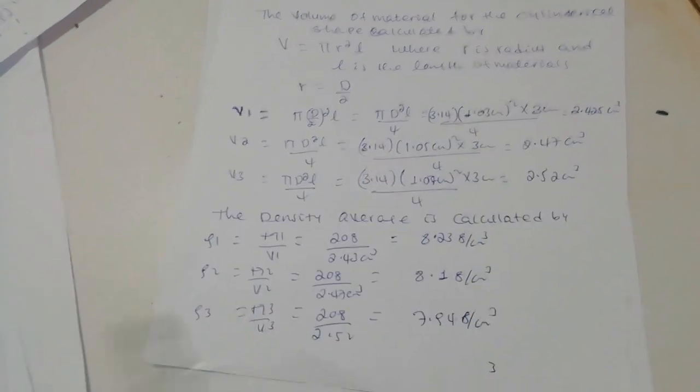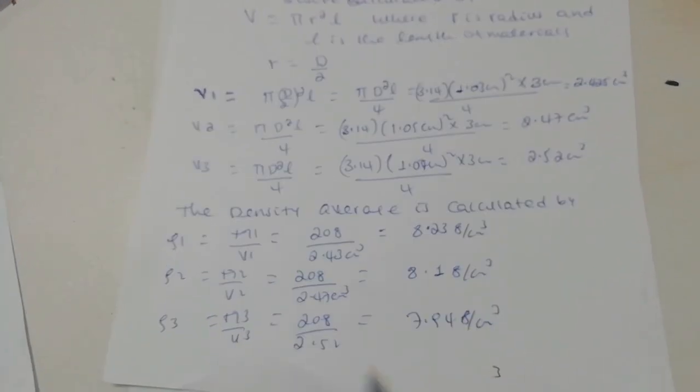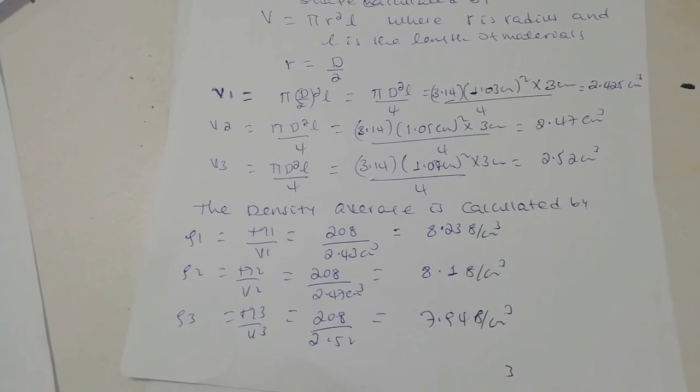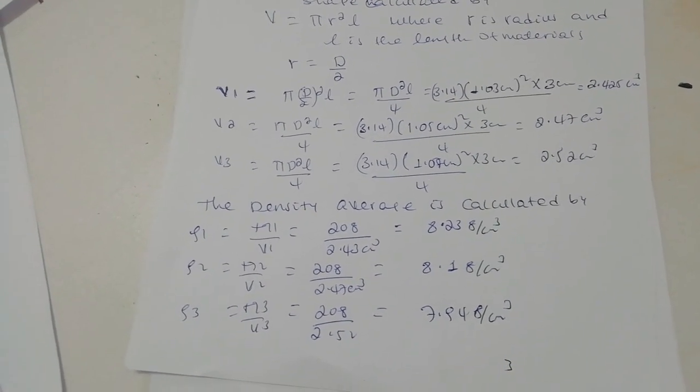From this, when we find the density, we can say that for the cylindrical shapes, we can use brass materials.